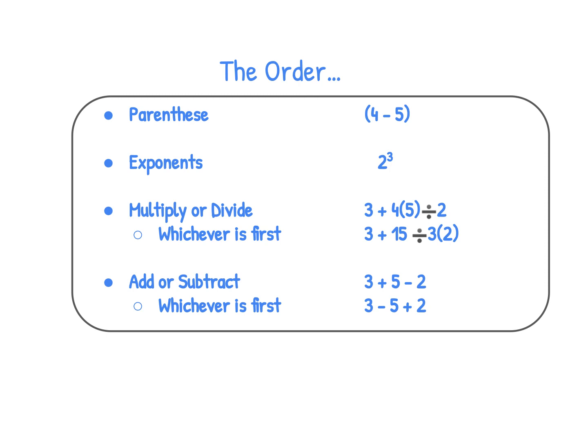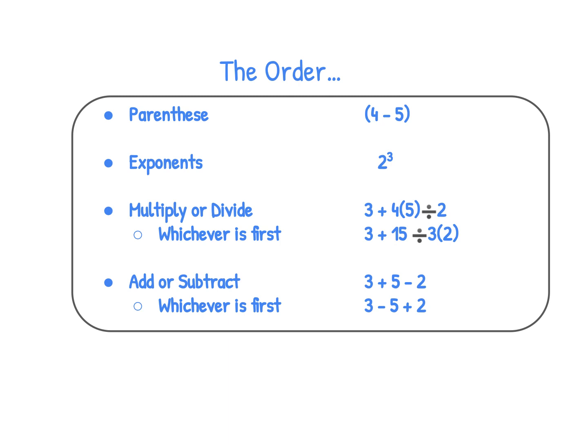So the order of operations starts with parentheses. We do what's inside of the parentheses first. As you can see here, we would take 4 minus 5. The next thing we would do in the order of operations would be any problems that were an exponential problem. For instance, 2 to the power of 3.